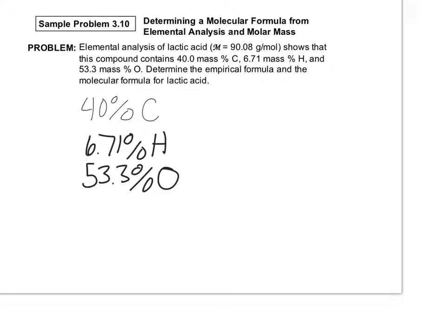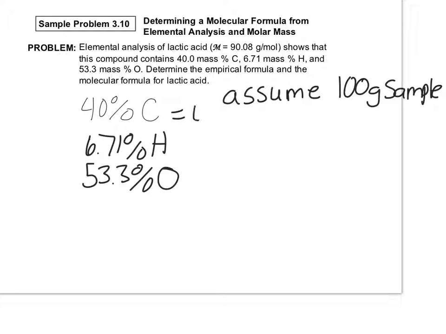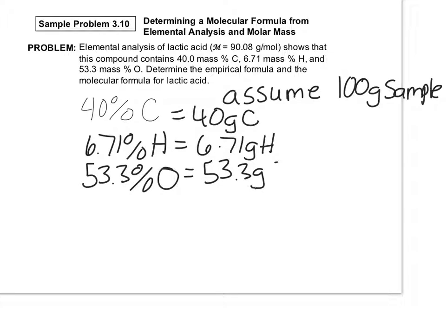Anytime they give you mass percent, you want to assume that we have a 100-gram sample, because that means we have 40 grams of carbon, 6.71 grams of hydrogen, and 53.3 grams of oxygen, right? Those percentages just simply become the grams if you assume a 100-gram sample.